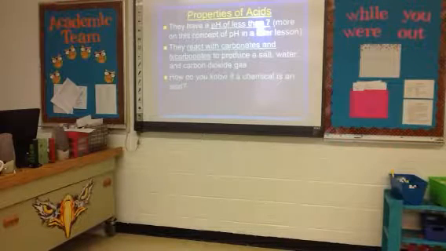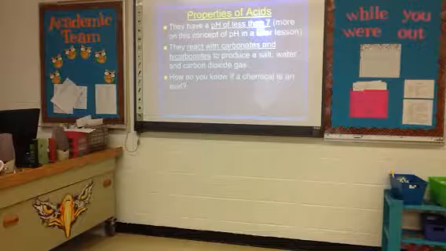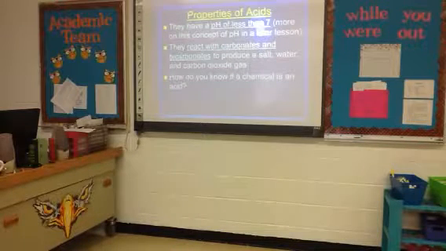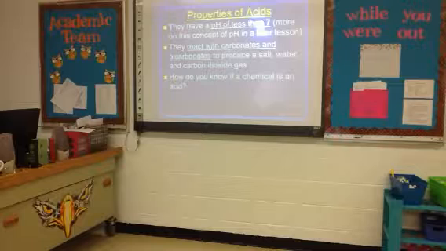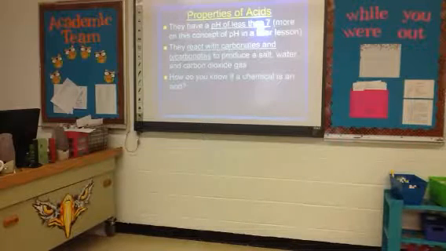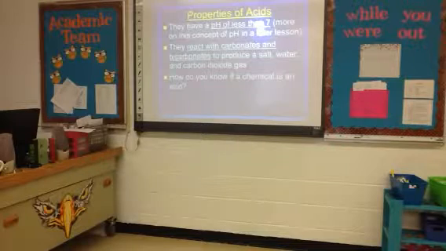For me, just write the top one. Don't worry about carbonates and bicarbonates just yet. They have a pH of less than 7, which you already know. And we will get to pH later. For now, we're just going to focus on the theories. But don't worry about carbonates and bicarbonates for now.